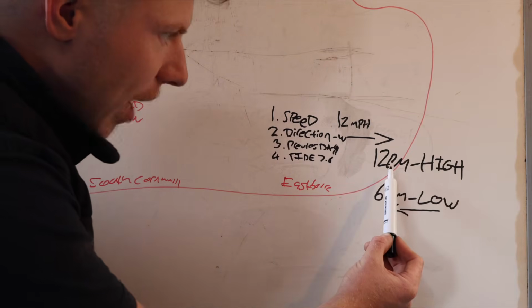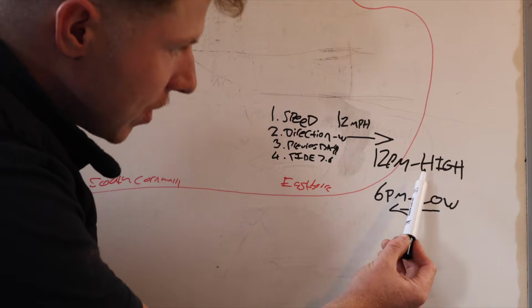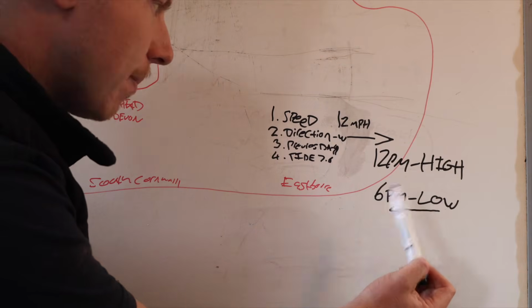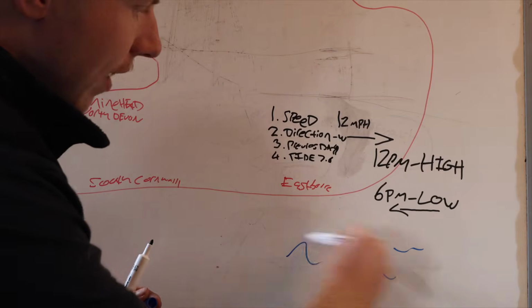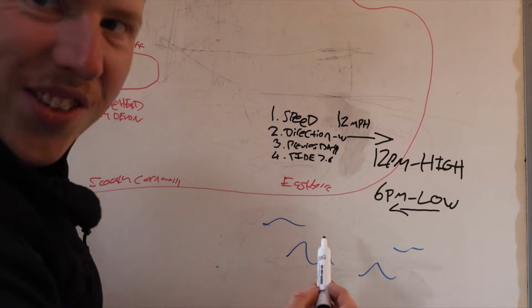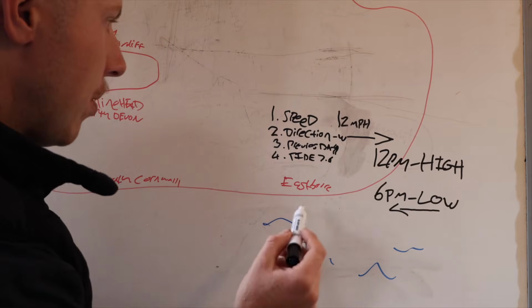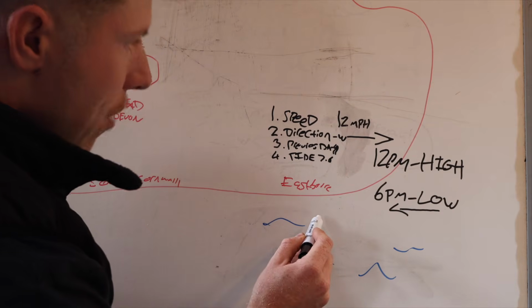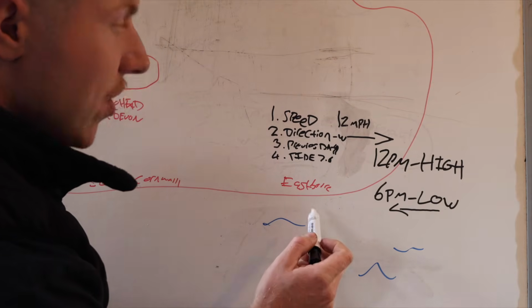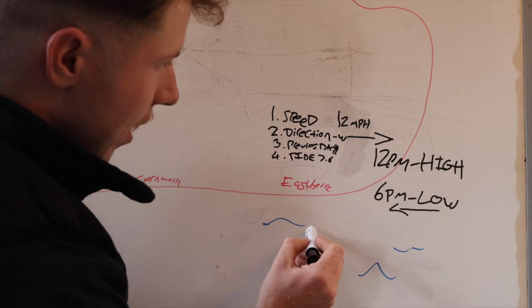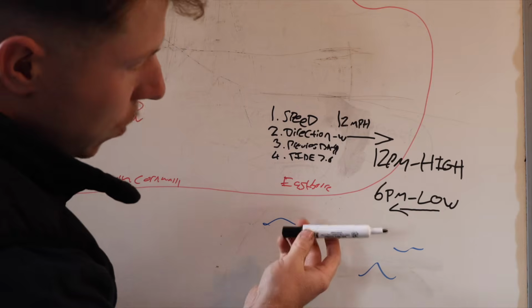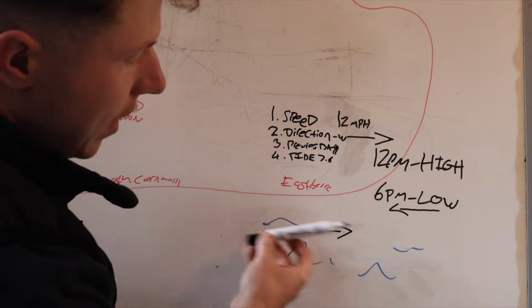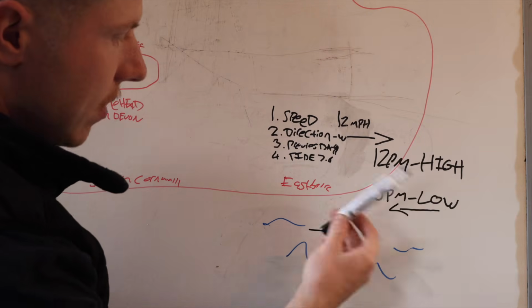We have the tide times, as we've said. 12 p.m. is going to be the high tide. 6 p.m. is going to be the low tide. So this is our sea again, like that. We're going to launch at 6 a.m. in the morning, just as an example. We launch our boat at 6 in the morning and the tide is flooding. So the tide is going that way, towards the east. It's coming from the west to the east.